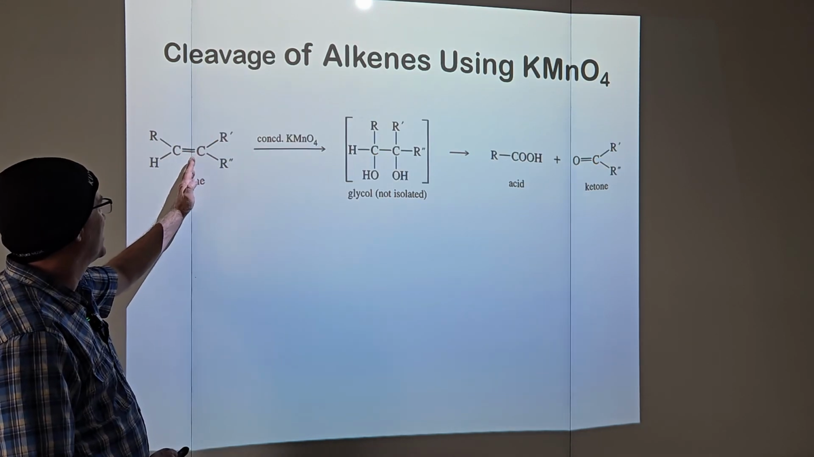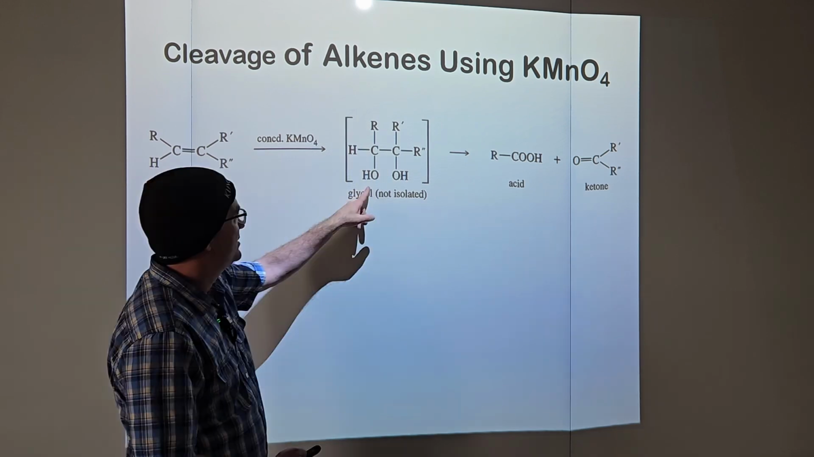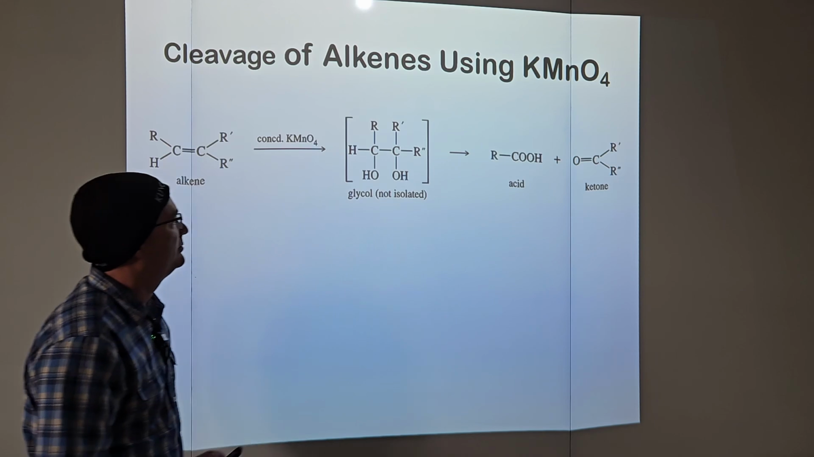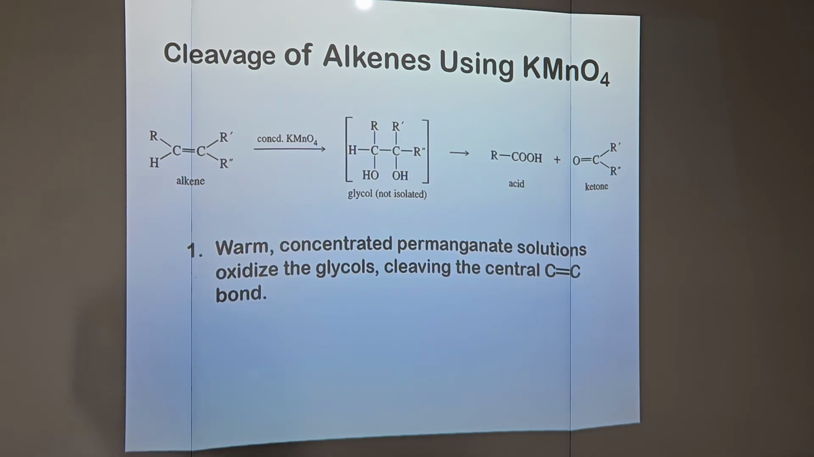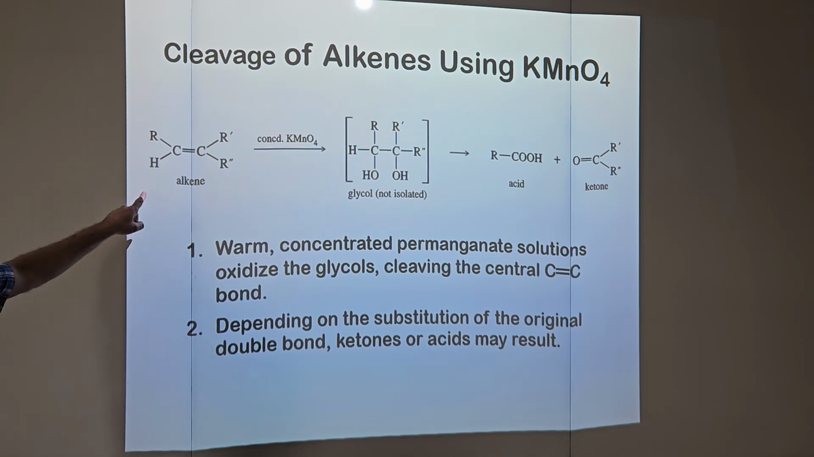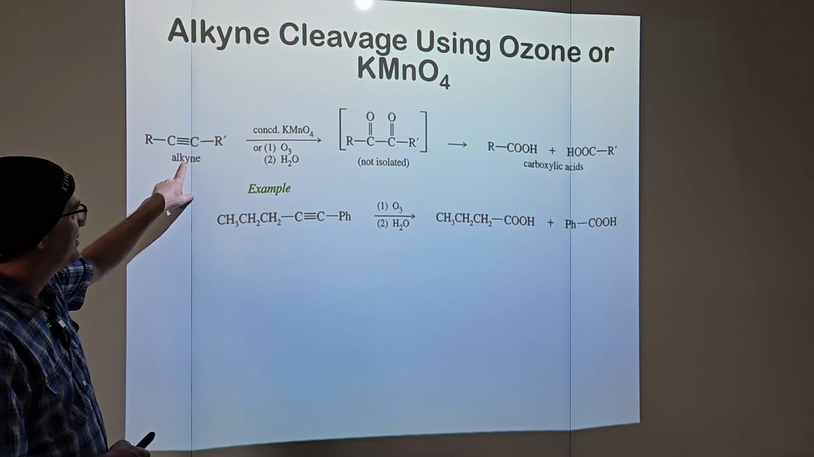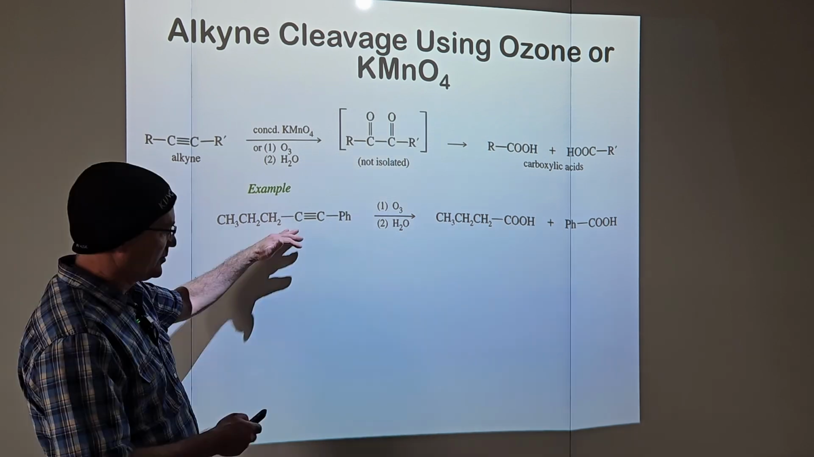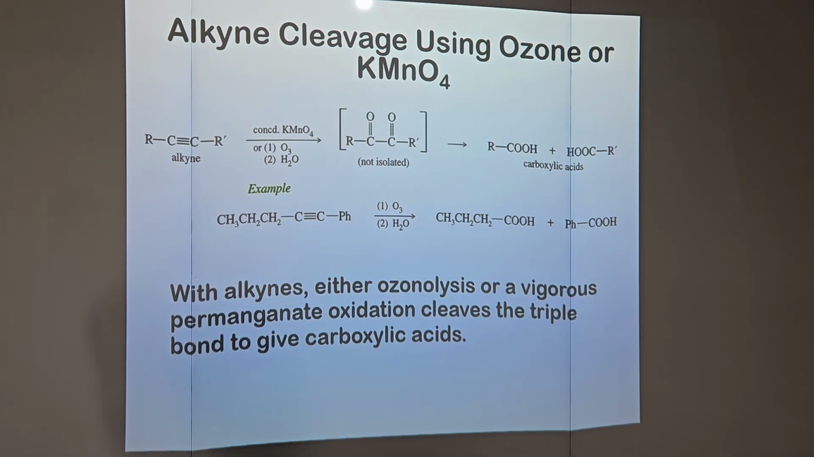So we cleave this, put an oxygen on each side. This is where we get the carboxylic acid. Here's where we get the ketone. So first we form the glycol, and then we get the acid and ketone. And if this was another alkyl group, we'd get two ketones, depending on the substitution of the original double bond, ketones or acids. Here's our alkene, chapter 9, and two carboxylic acids. Ozonolysis or vigorous potassium permanganate.